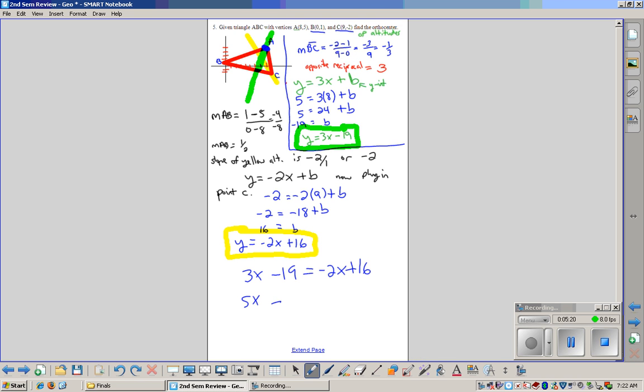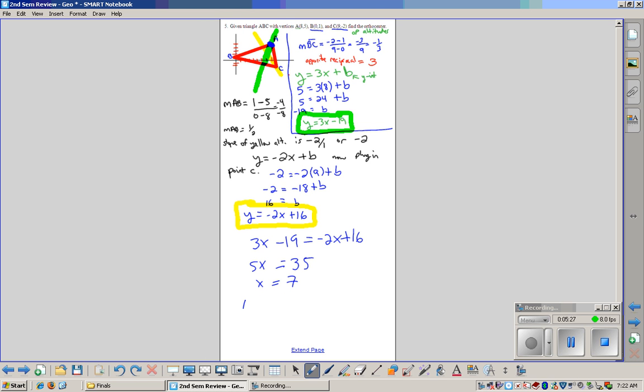Add 2x to both sides, 5x. Add 19 to the other side, we get 35. That, we get 7. So we have 7, comma, something. And all we need to do is take the 7, put it into one of the equations. So negative 2 times 7 is negative 14, plus 16 is 2. And this is the answer for where the location of the orthocenter is, which I told you at the very beginning you could probably guess was about 7,2, 7,3, something like that. That's it.